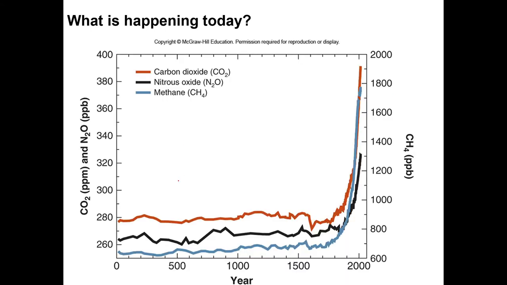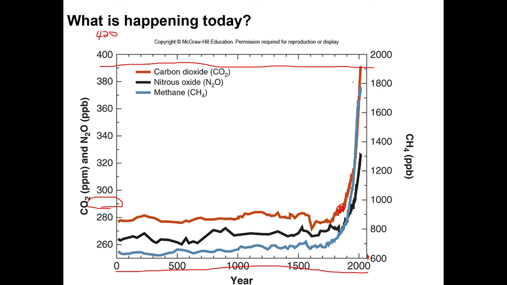So we're emitting all this stuff. What's happening to it? Over here, I've got on this graph 0 to 2000. That's probably like 2010 in there. We can see the carbon dioxide screaming up. We can see the nitrous oxide increasing. We can see the methane increasing. And like I said, only back here, around 1800, the CO2 in the atmosphere was what? 290, somewhere in there. And today, actually, this is backed off a little bit. So this is 390. I think today we're up at around 420.